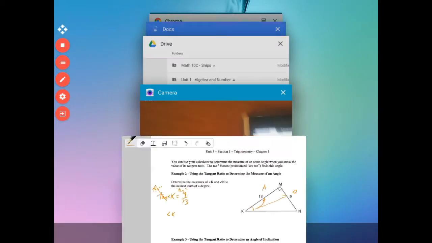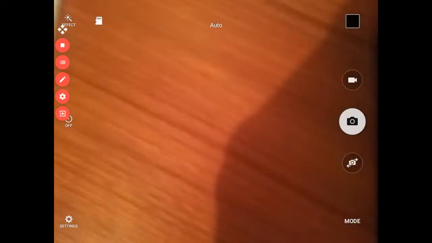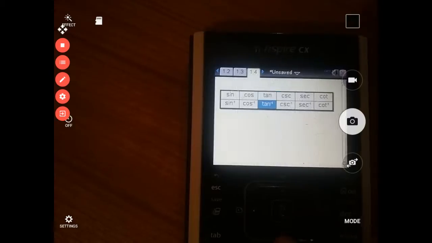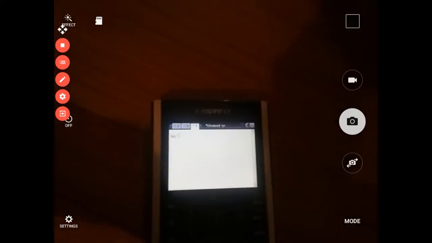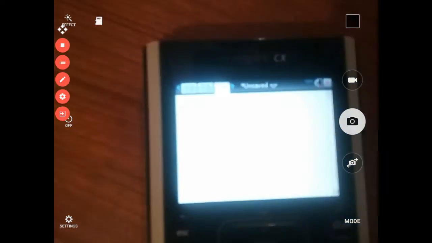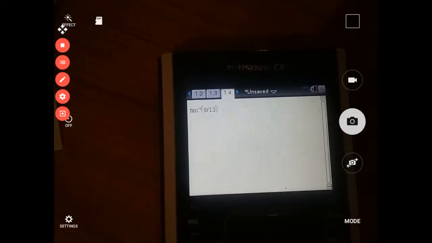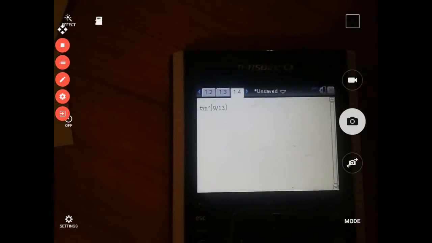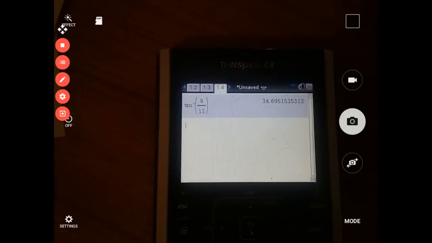So on our calculators, all we have to do is hit that trig button, and then we want arctan, and it was 9 over 13. So 9 divided by 13. We can close the bracket if we want to. If it's the last thing we write, we don't really have to, and boom. 34.7 degrees. That is our answer there.